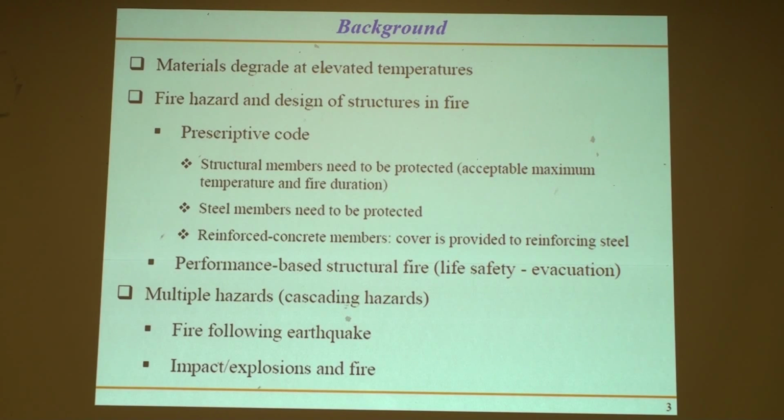There's a lot of work, and there are fire engineers, and there are structural fire engineers. I'm starting to be more of a structural fire engineer. But traditionally, fire engineering has been very prescriptive. So it's prescriptive codes, and typically you get things like structural members need to be protected, and they tell you what an acceptable maximum temperature is, and what the fire duration is. So for how long does that temperature have to be sustained?